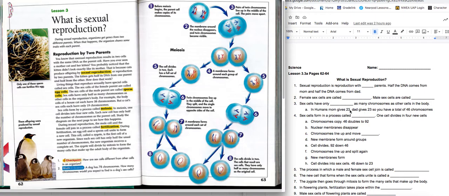Now that doesn't mean half of you looks like mom and half of you looks like dad. We'll talk about that in the next lesson on why some genes dominate, where you might get eye color, height, all kinds of different things that all come from one of your parents. But you still have the same number of chromosomes coming from each one of those. Okay? Sex cells form in a process called meiosis.